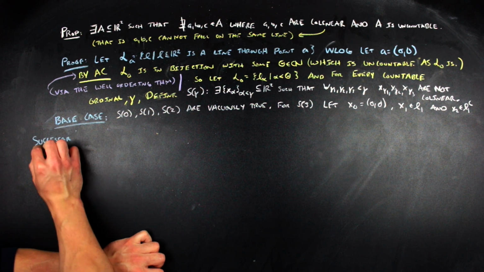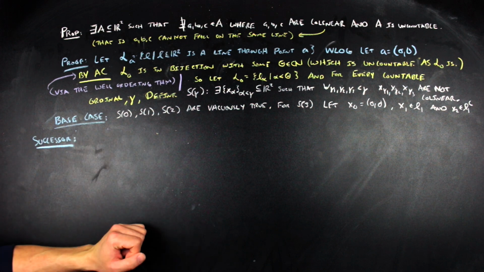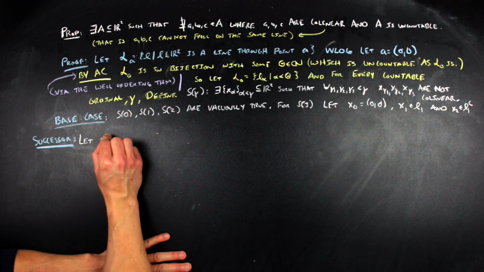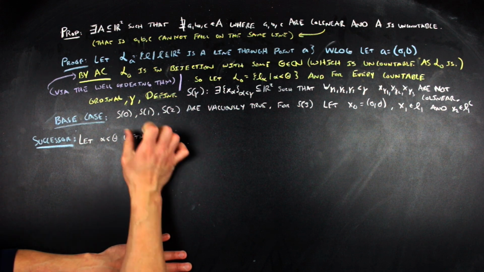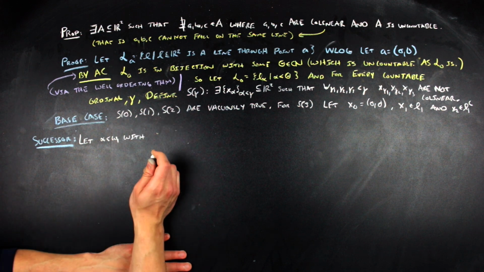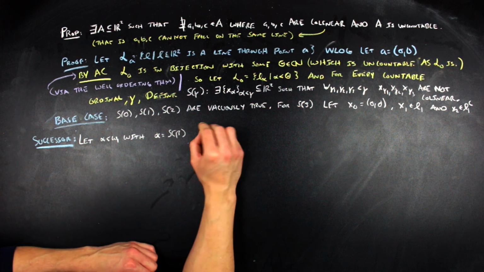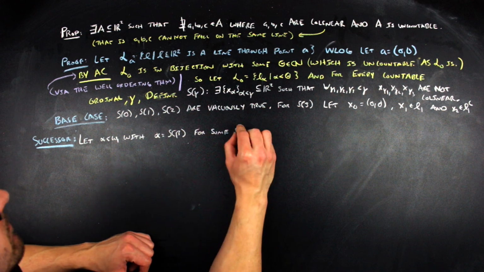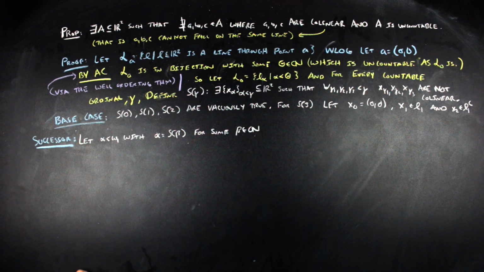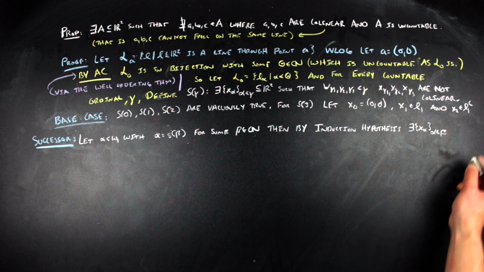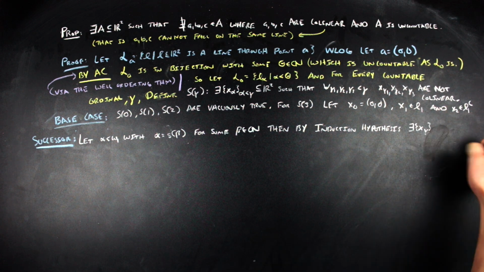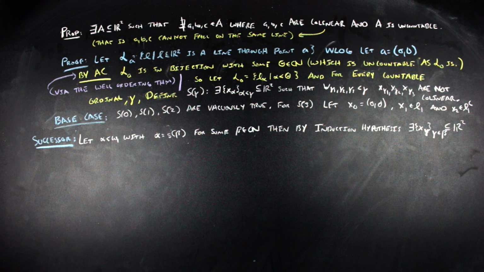So when we look at the successor case, let's suppose that you have some alpha, an ordinal less than theta, such that alpha is equal to the successor of some beta, where beta is an ordinal, or just alpha is beta plus 1. Then by the induction hypothesis, there exists a set of x gammas, where gamma is less than beta, a subset of the plane, where no 3 points are collinear.